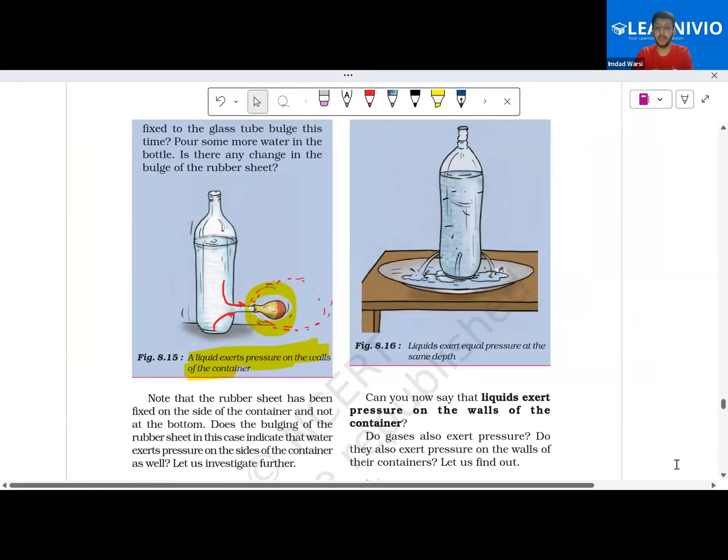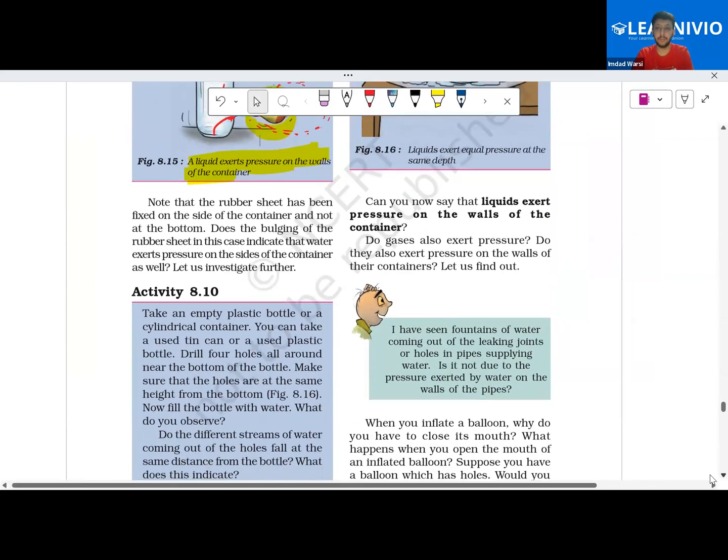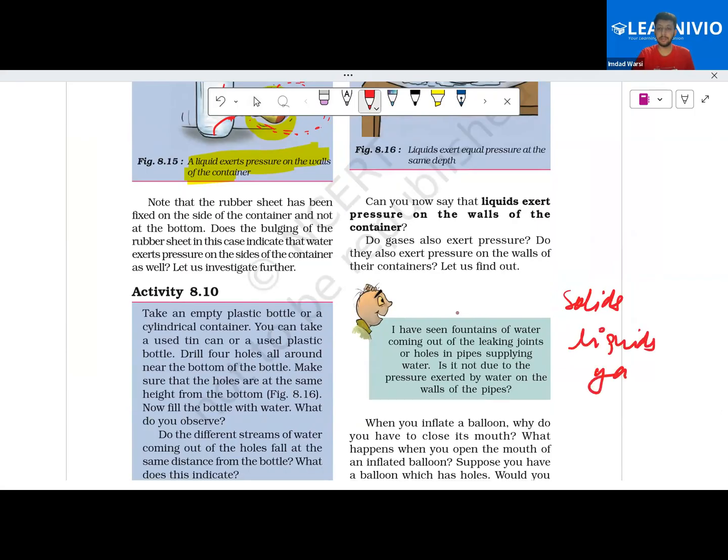Now this was about liquid. Now, do gases also exert pressure? We have seen for solids, we have seen for liquids, now coming to gases. Atmospheric pressure. So that is also a thing, and you must have seen a pressure cooker, so there are also water vapors and air inside it. When you open it, there is a lot of pressure inside it. So gases also exert pressure.